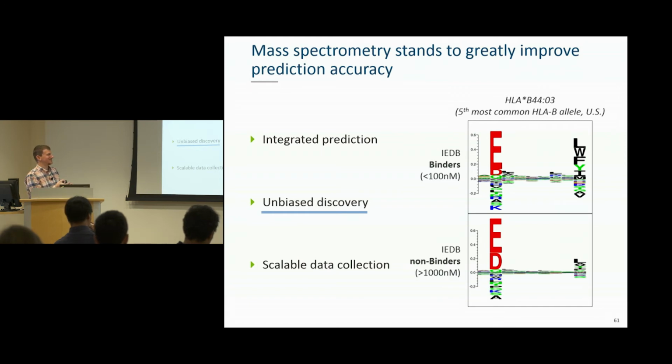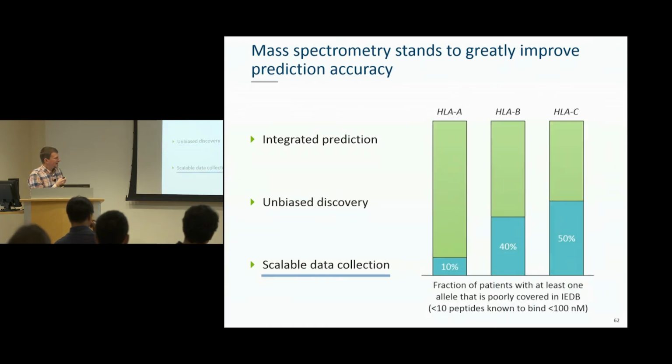So you see there's a very high chance that you could miss an important motif since there's so much bias in what people test in the first place. And the next thing is scalable data collection. The mass spec assay, as I said, gives you thousands of peptides in one shot. And we have a lot of territory to cover because there are still pretty big gaps.